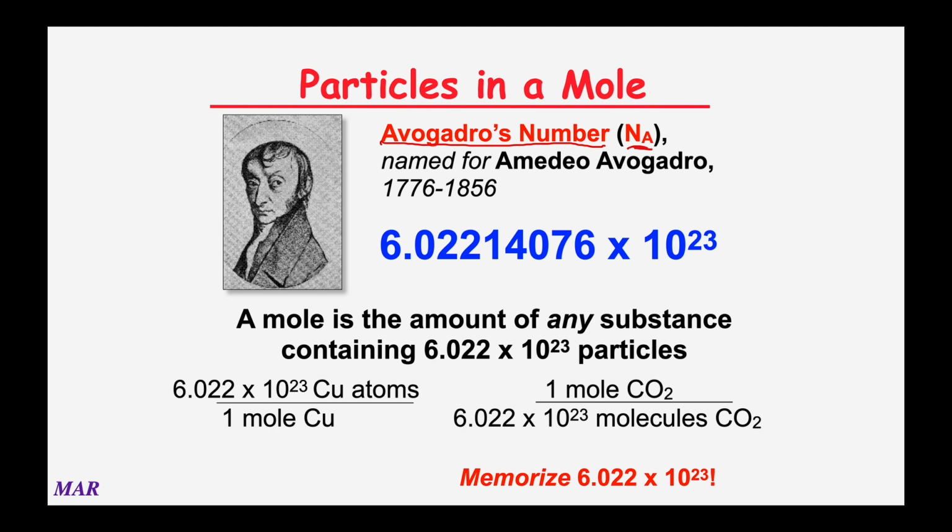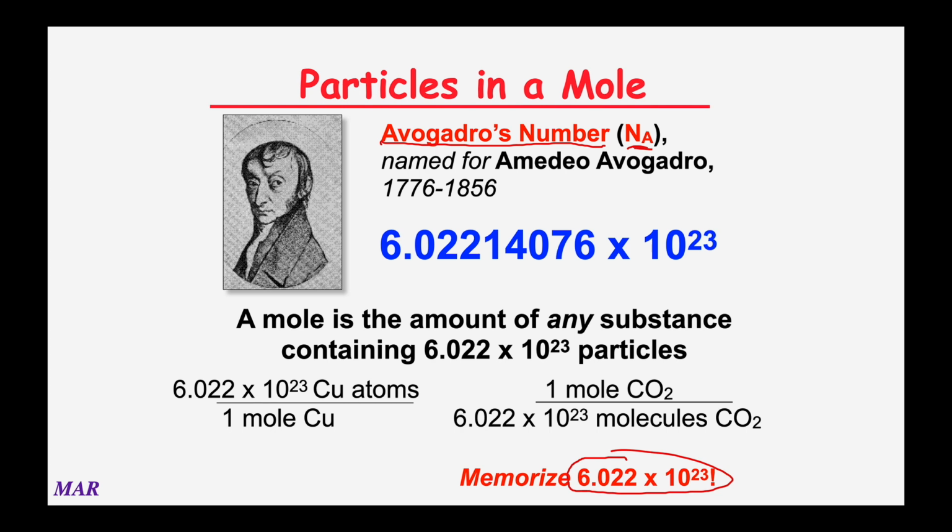Avogadro's number is a really important number in chemistry, and this is the full version, 6.022140776, it goes on longer, times 10 to the 23rd. I really want you to memorize 6.022 times 10 to the 23rd. We're going to use that number a lot. And if you have to keep looking it up all the time, that's going to be a real drag on your time and kind of annoying. So if you know 6.022 times 10 to the 23rd, that's awesome.